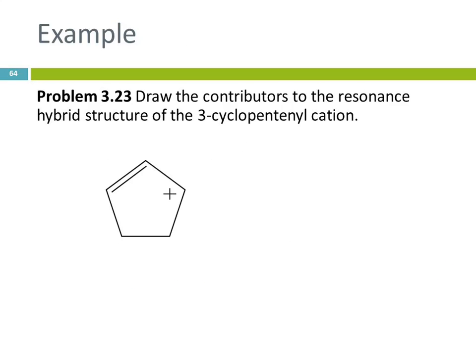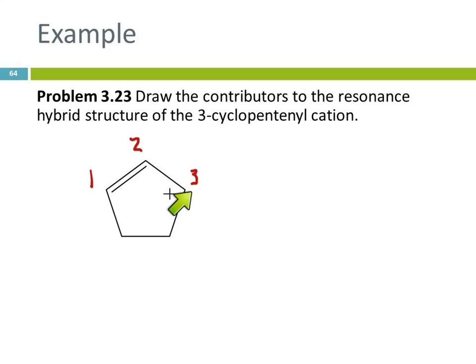So here's a problem from your book. Draw the contributors to the resonance hybrid structure of the 3-cyclopentenyl cation. So this is cyclopentene. It would get numbered 1, 2, 3. The cation, we're now specifying where the cation is. It's on carbon number 3. So what can happen to stabilize this? Is this an allylic cation?